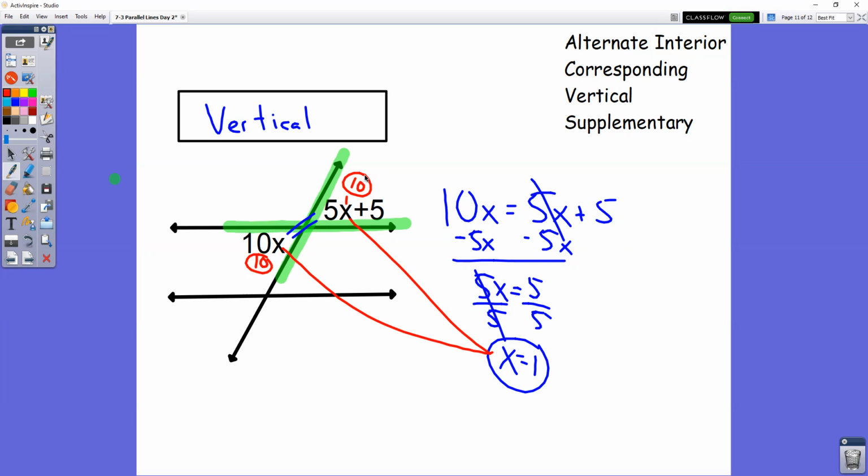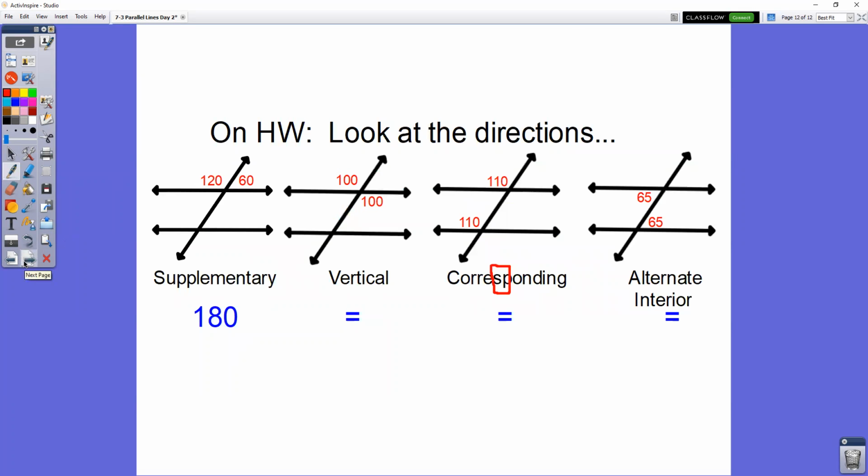On your homework today, again, very, very important that you know what the pictures look like. All right, supplementary angles are the only ones that add up to 180. They're right next to each other, one acute and one obtuse. Vertical angles form that X. They're equal to each other. Corresponding are in the same place. They are equal to each other. Alternate interior are inside the parallel lines and opposite corners. They are equal to each other.